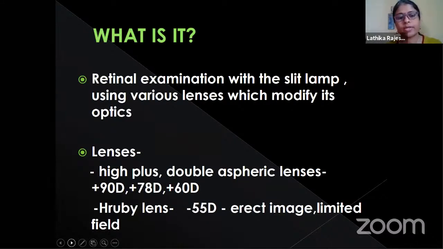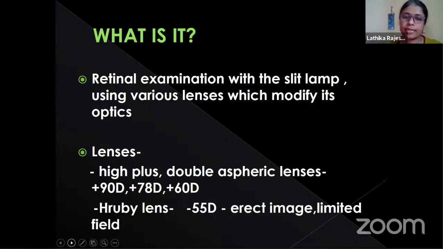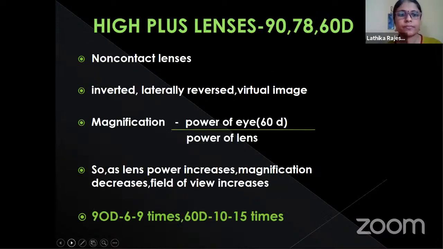It's better to start examining with the plus 90. That may be a better idea, then switch to plus 78. The plus 60 has a limited field, so it's not that commonly used now. Next slide, sir. The advantage of using these lenses is that you are not going invasive at all. They are all non-contact lenses, and the image you get is almost like that of the indirect ophthalmoscope.